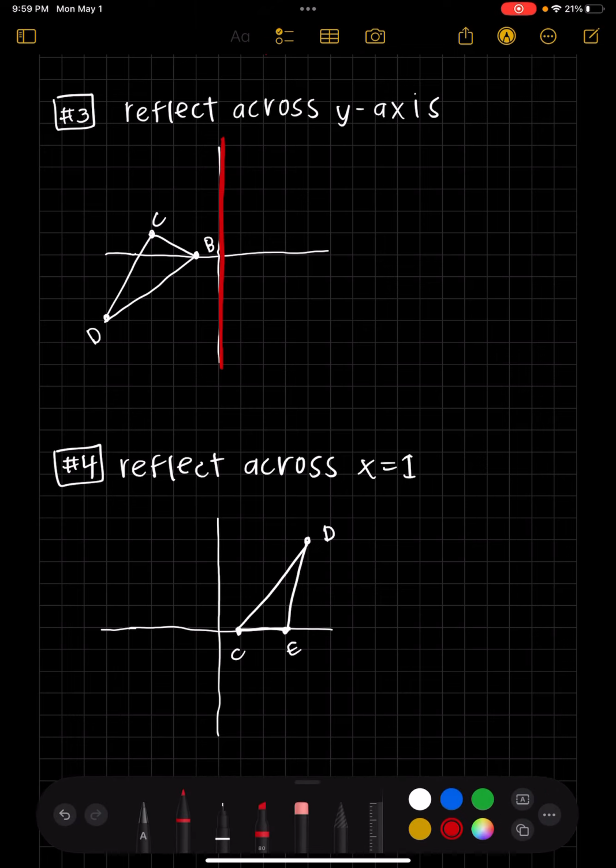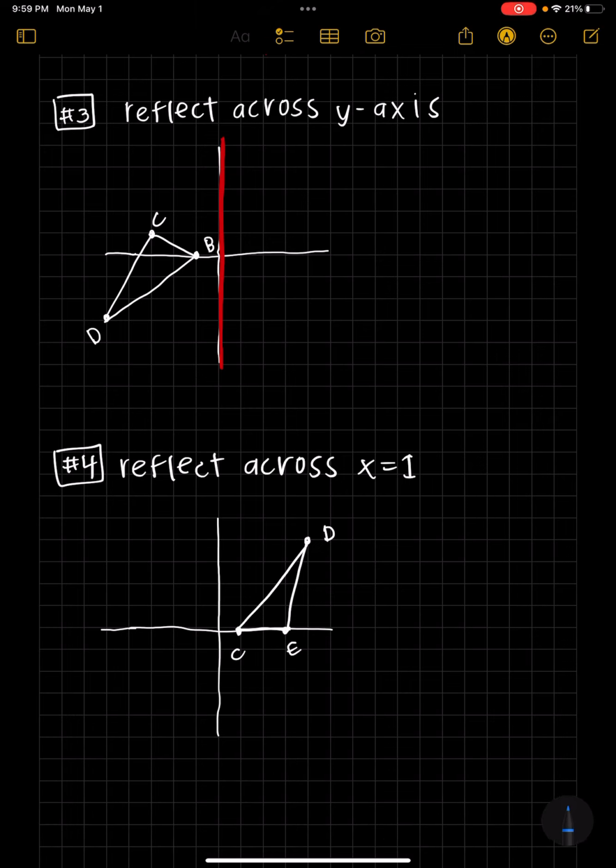Now I'm going to use a different color here, blue. When I reflect, there are formulas for it, but I'm going to show you the other way to do this. The way that I like to do it is I start on the red line and go to the shape. If I'm going to go to point B from the red line, I would have to go 1 to the left. So when I reflect the shape, I'm going to go back to the red line, and instead of going 1 to the left, I'm going to go 1 to the right. And that's my new B, or my B prime.